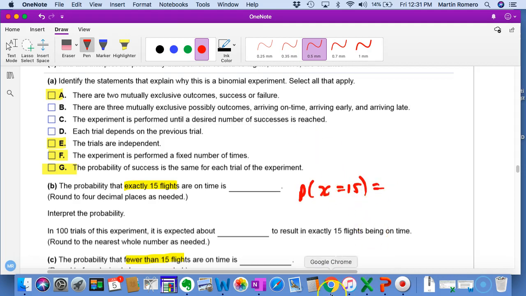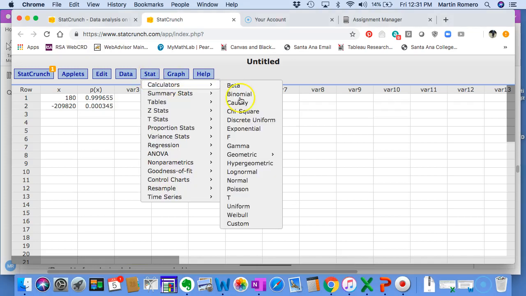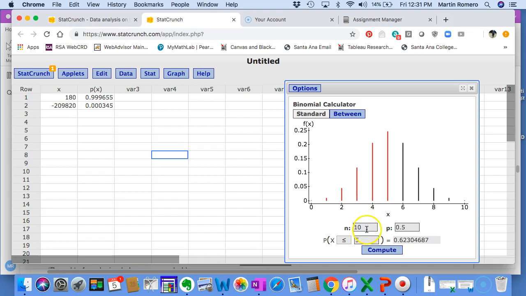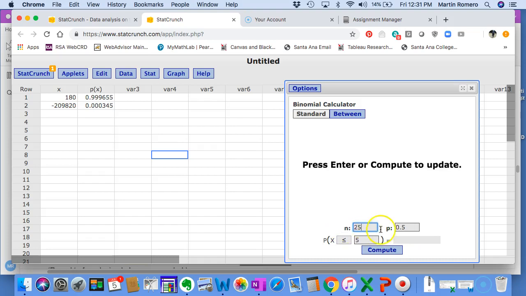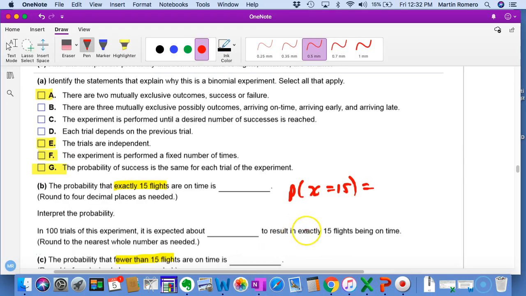The way we do that, you can use StatCrunch. Stat, Calculators, Binomial. We knew that we're going to do 25 trials. Success is 0.80. And we want exactly equal to 15. Compute, and you get 0.001177695, or 0.012 if you're going to round that. So that's how you would do it with your calculator there.